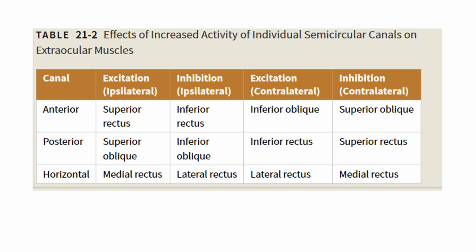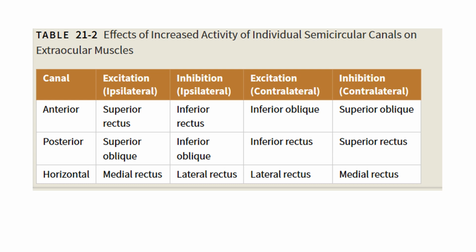In the previous slide, we saw the right horizontal canal. So let's take a deeper look into these canals. Table 21-2 in Nolte tells us the effects of increased activity of individual semicircular canals on the extraocular muscles. So what is the relationship between these canals and the eye muscles? If you look to the left, you can see the canals: anterior, posterior, and horizontal. You might see horizontal called lateral sometimes.